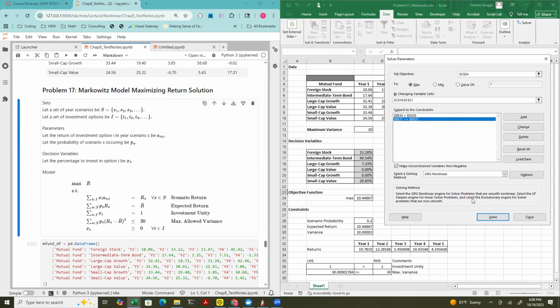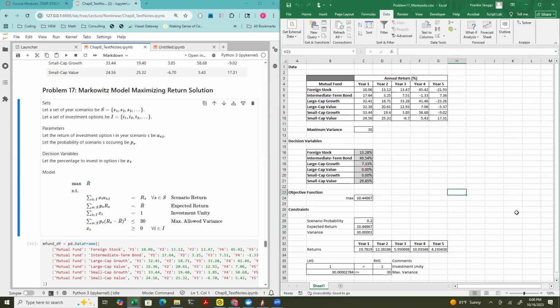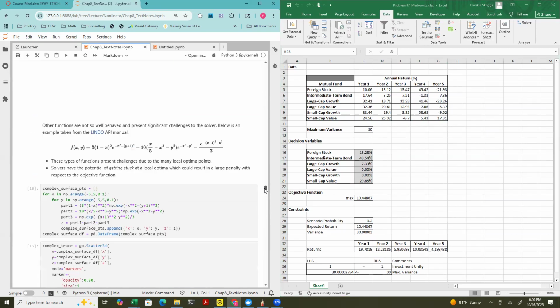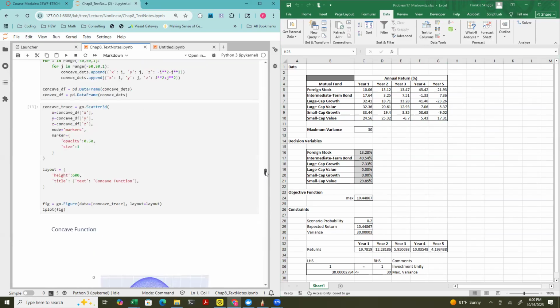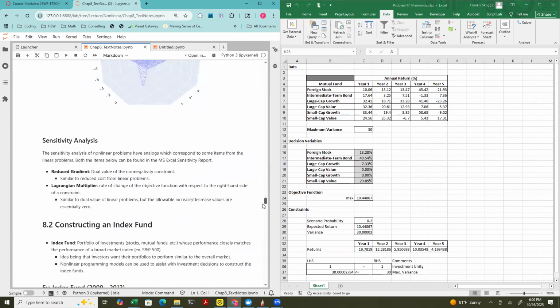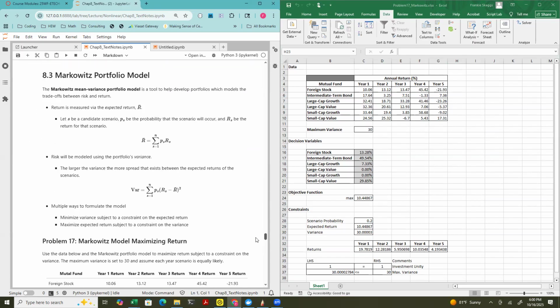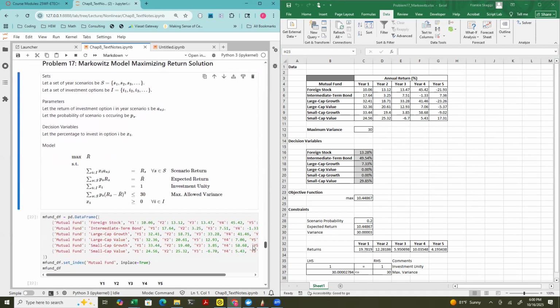And then just solving with the GRG nonlinear, because again, this is one that is nice bowl shaped, in this case concave in this point. Excuse me, convex in this point. I'm thinking of it incorrectly there. There's concave. Yeah, concave. I need to stop doubting myself this evening. And then we can go ahead and solve.